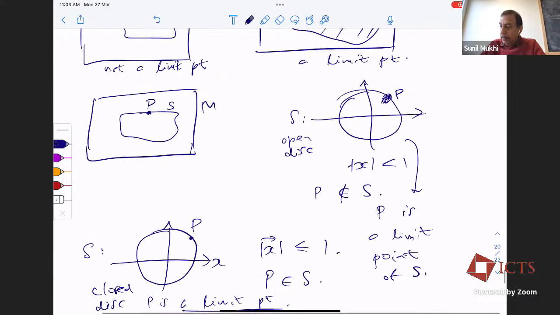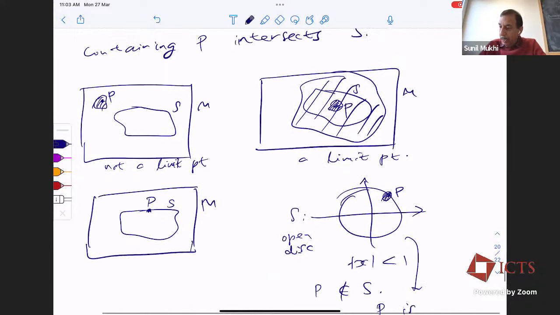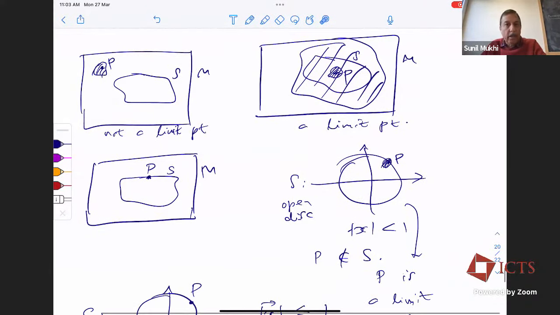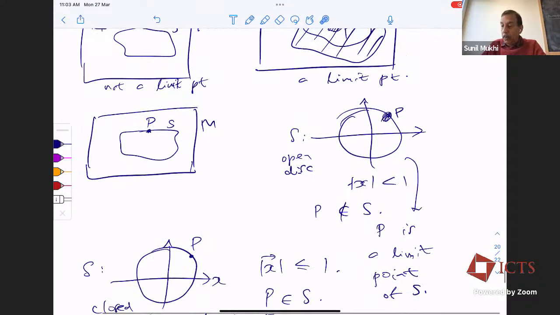And you can see that again from this picture. If P is like this here, then you see that this open set around it is fully contained in S. But if P is here, then regardless of whether this point P is in the set S or not, any open set around it isn't fully contained in S. So the interior of both the open disk and the closed disk is the open disk.